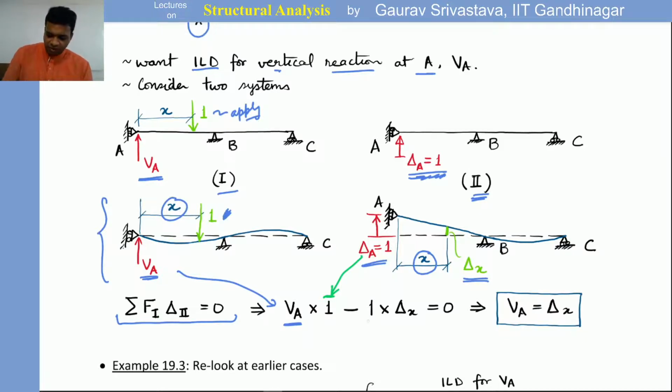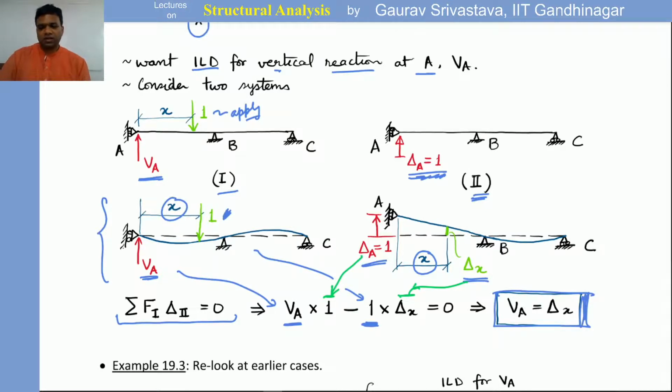Then we have this 1, which is the force from 1 in the downward direction, and then we are measuring this delta x at a distance of x in the second system. Since the unit force is downward and this delta is upward, that comes with a minus sign. This is the principle of virtual work, and hence we get the relation that VA is equal to delta x.